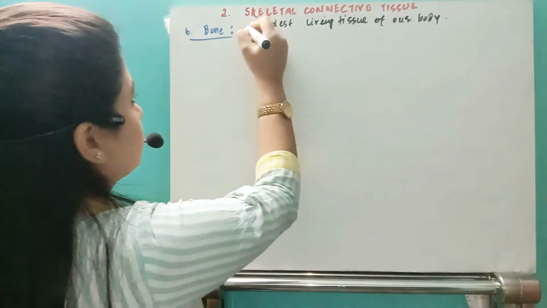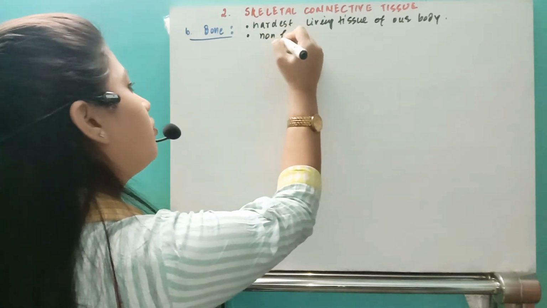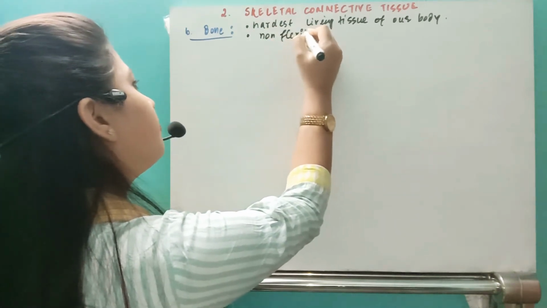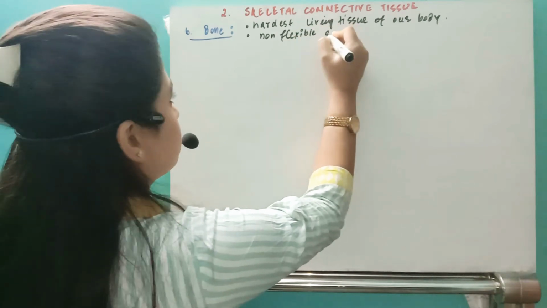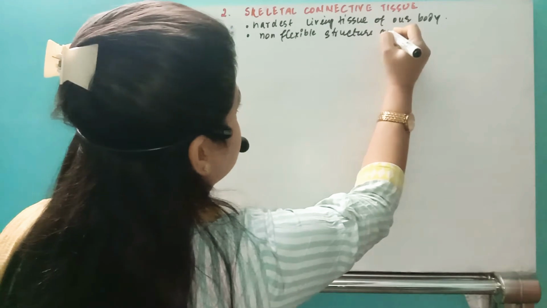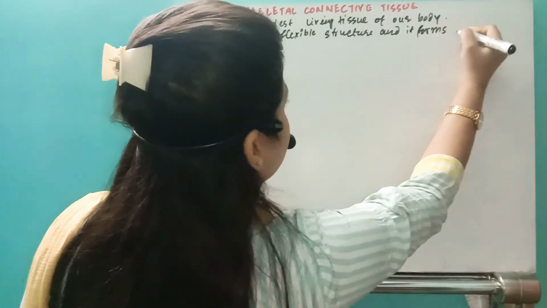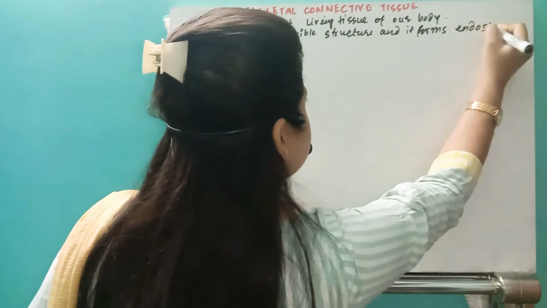Second characteristic, we should know that this bone is a non-flexible structure and it forms our endoskeleton.